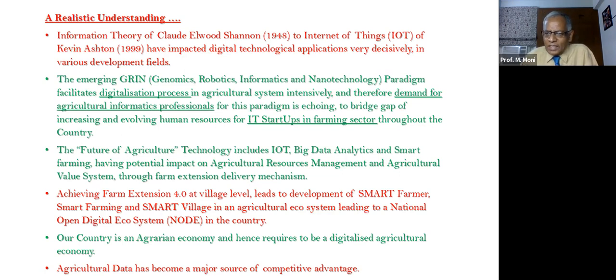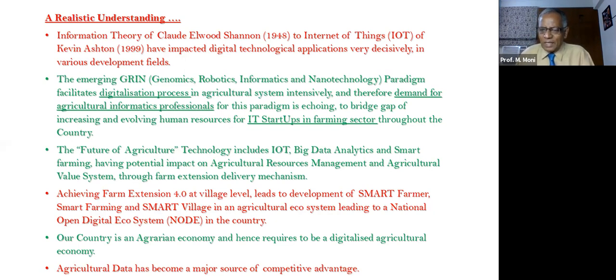Therefore, demand for agricultural informatics professionals for this paradigm is echoing to bridge the gap of the increasing and evolving human resources for IT startups in the farming sector. It is needed in this country. The future of agriculture technology includes IoT, big data analytics, smart farming, which has potential impact on agricultural resources management and agriculture value system through farm extension delivery mechanism. Today, we are also looking into farm extension 4.0.